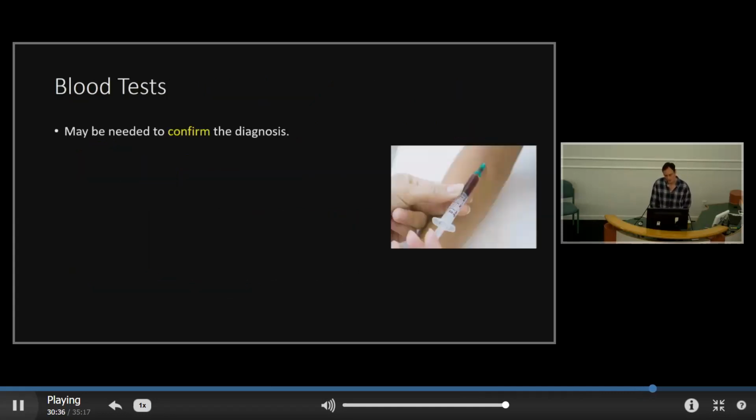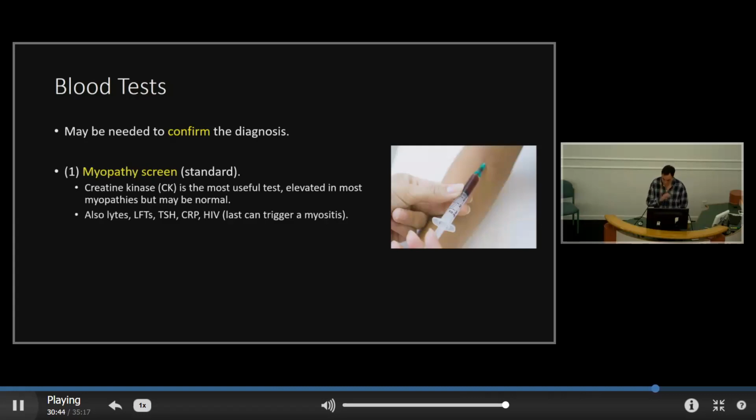Okay, so when I encounter what I think on history and clinical examination is a myopathy, these are the blood tests I order. So my standard myopathy screen, you can just go to the slide and order these tests. Of course, you want a creatine kinase or a CK. That's probably your most useful test. It's usually elevated, though not always.